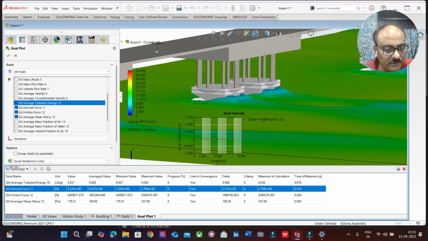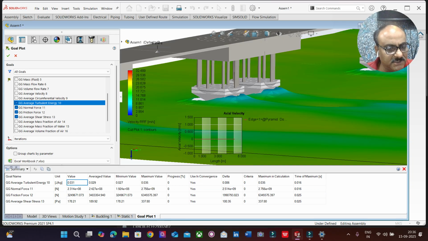Okay. Now the normal forces. So the water which is going to hit the pier wall is going to impart a force of this, in newtons. So again 2.31 times 10 raised to 5 newtons, so about 231 kilonewtons. The turbulent energy is 0.031 joules per kg. Okay, so now let's try to find out what is the circumferential velocity.